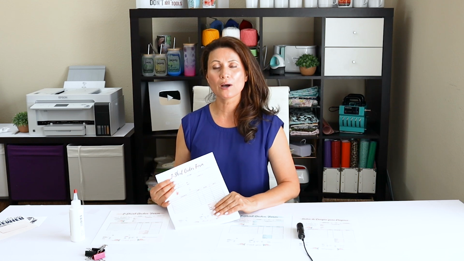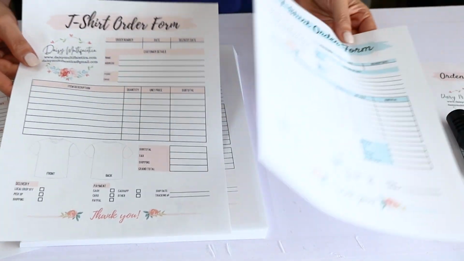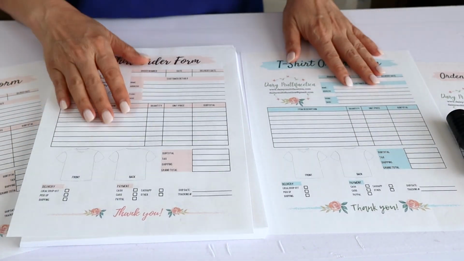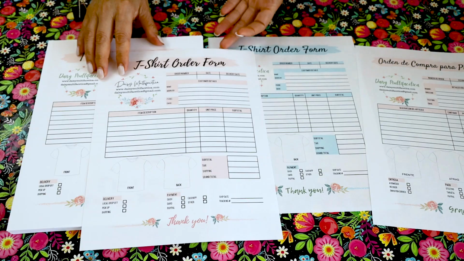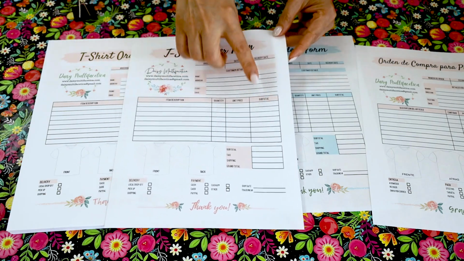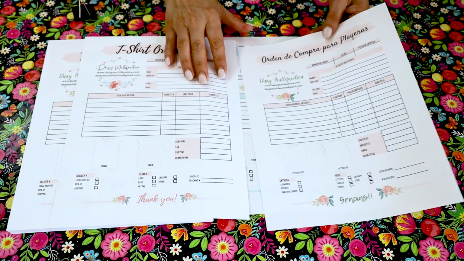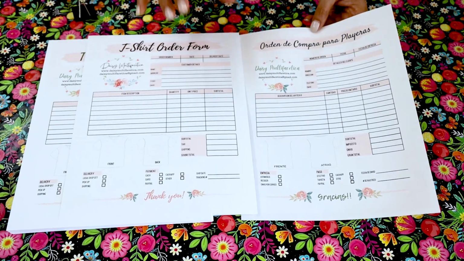In today's video, I'm going to show you how to make t-shirt order forms using Canva and a free template that you may download from my blog. I'm going to link it in the video description down below. On my blog, you will find 6 templates, 3 in English and 3 in Spanish. Download the one of your liking.